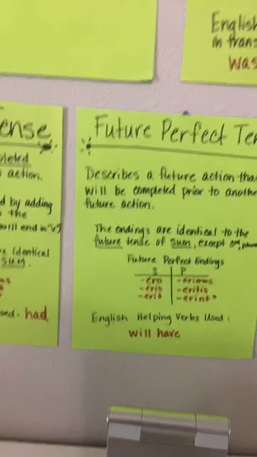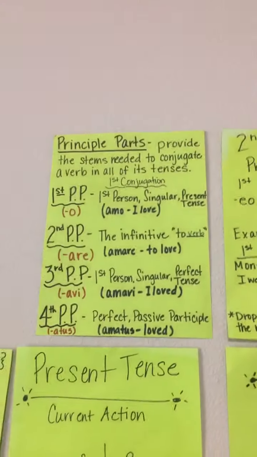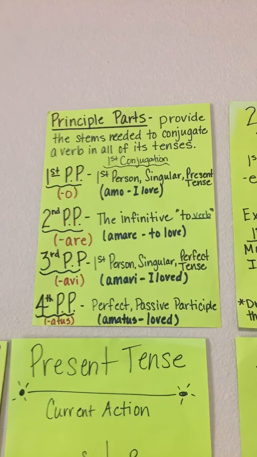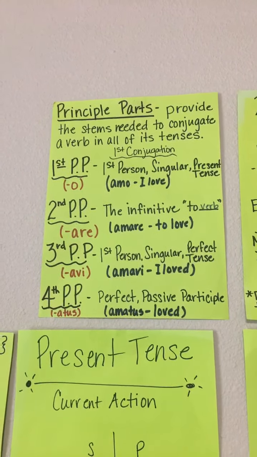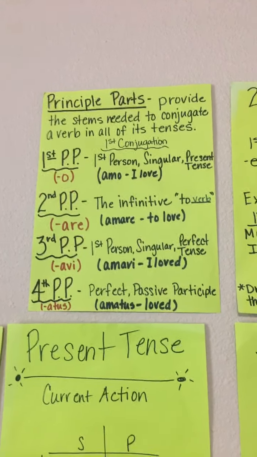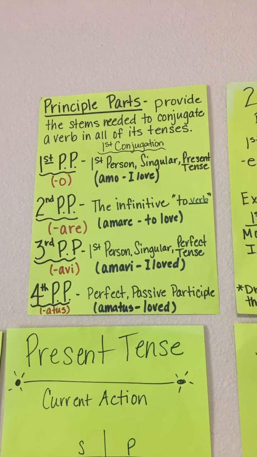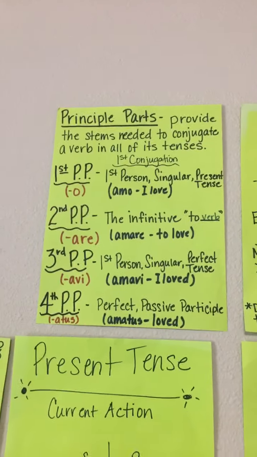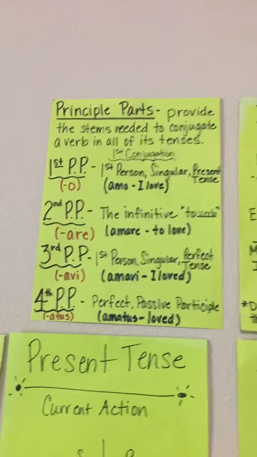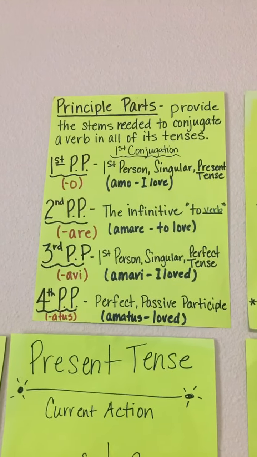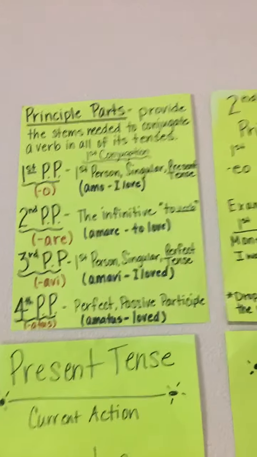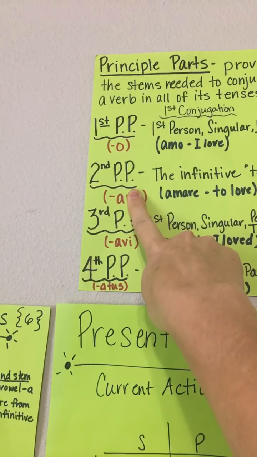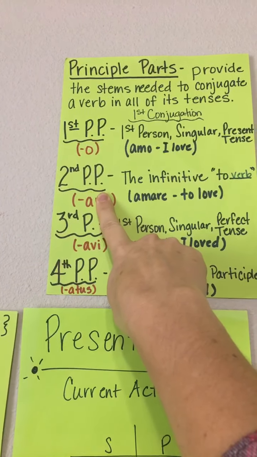Okay, so let's go to principal parts. So first conjugation principal parts are o, are, avi, atus. And the definition for the principal parts is that they provide the stems needed to conjugate a verb in all of its tenses. That's why we need to know that, so we can conjugate a verb no matter what tense we see. So o, are, avi, atus. To find the present system, we drop the re off of the second principal part.